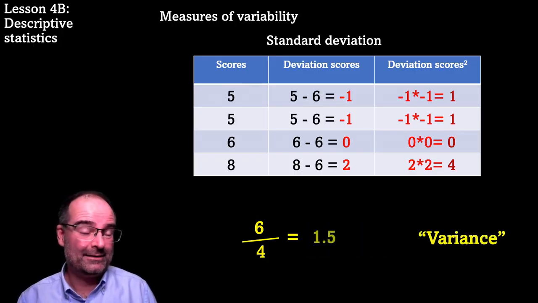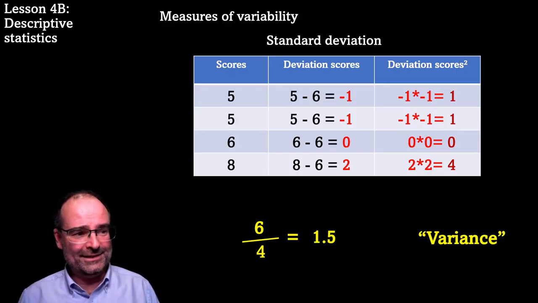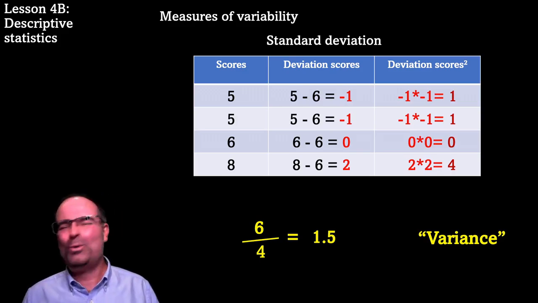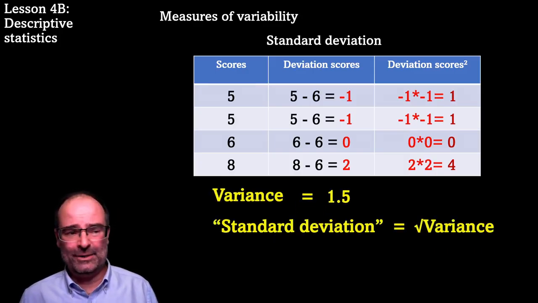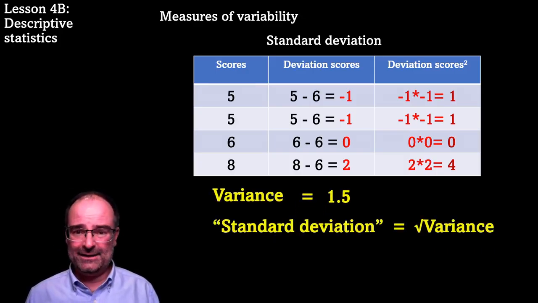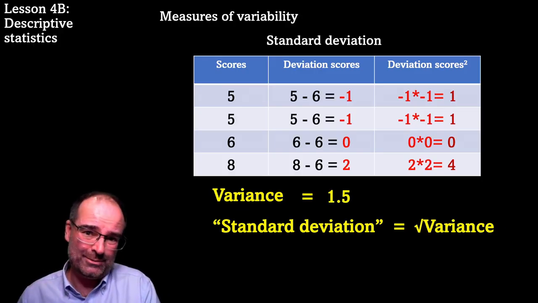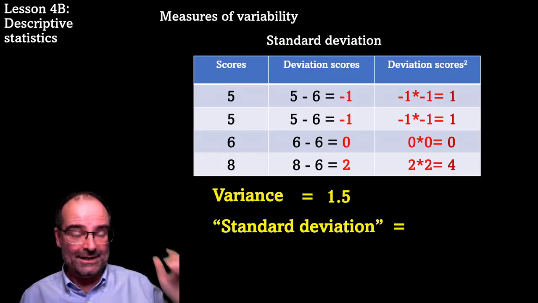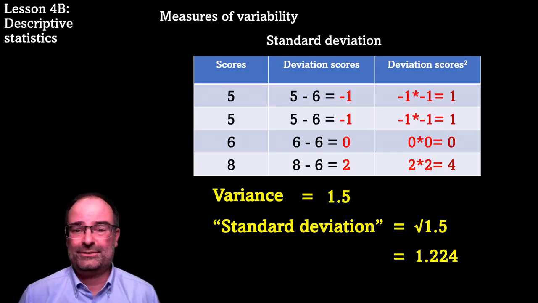Okay, so it's not that exciting here. The variance is 1.5 for this tiny set of numbers. Now, obviously, the bigger that number, the bigger the variance, the more scores vary, but it's not quite what we want just yet. We want to take the square root of that to get our standard deviation, which is like an average deviation, but you can see the hoops we had to jump through. We had to square everything. Now we're bringing it back again. We're taking the square root. So our standard deviation for these scores is 1.224.